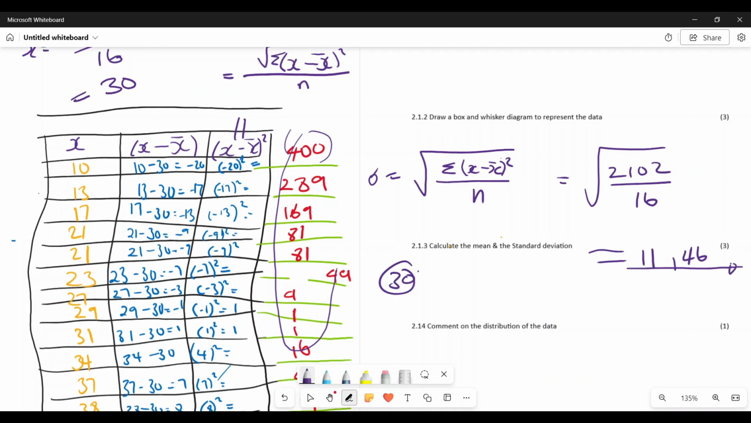Now, remember, my standard deviation represents how many learners were closer to this mean, or basically the average number of learners which were closer to this mean. So now 11,46, this is the mark. And whenever you comment on the distribution, you should compare your standard deviation with your mean, your average. As you can see, it's not even half of our average. So basically I could say most learners' marks were not closer to the average.